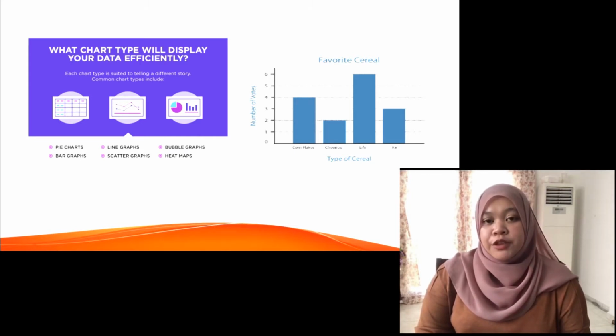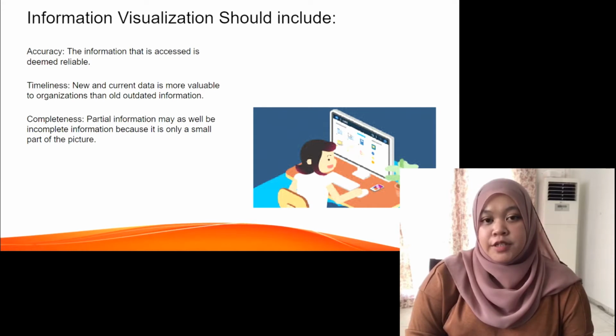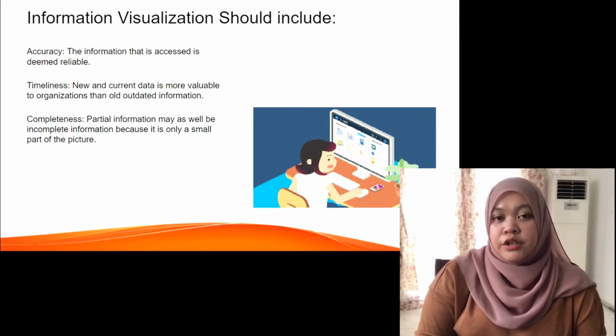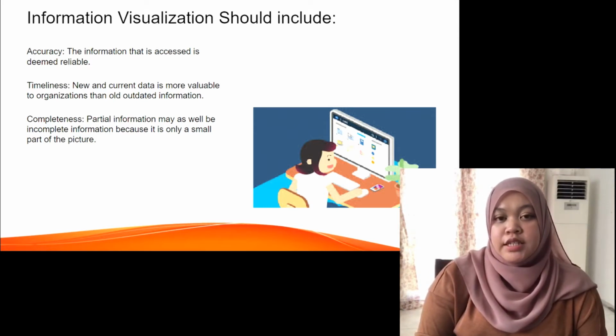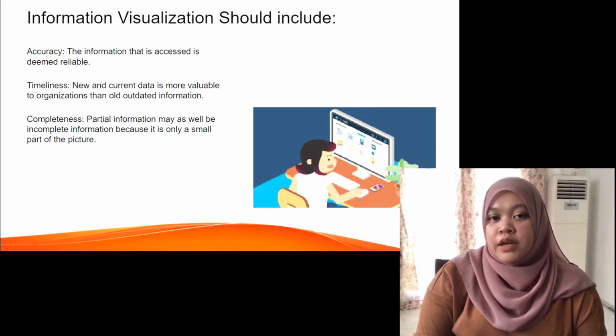It is obviously spotted from the bar graph that the highest number of votes is 6, where they chose Life cereal as their favorite. Information visualization should include these three things. First is accuracy, second is timeline, and the last one is completeness. So what we mean by accuracy is all the information that is being accessed is deemed reliable, and every aspect of the data needs to be studied in order to ensure its precision, either from numerical history or measurement.